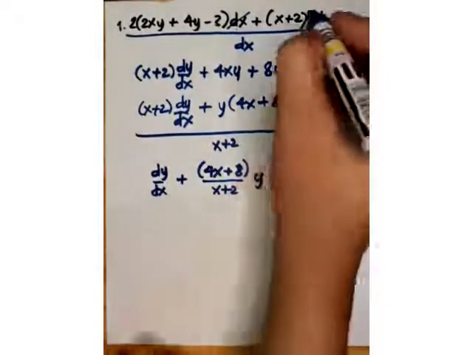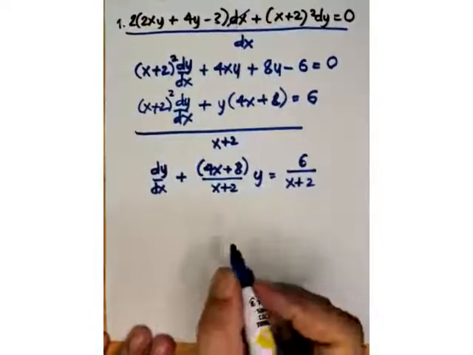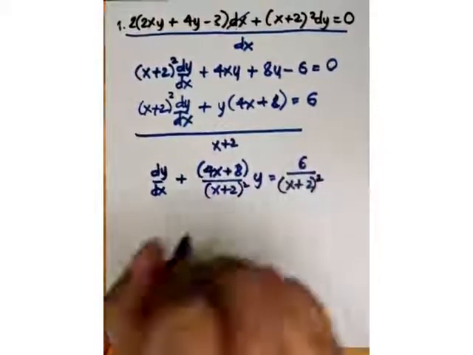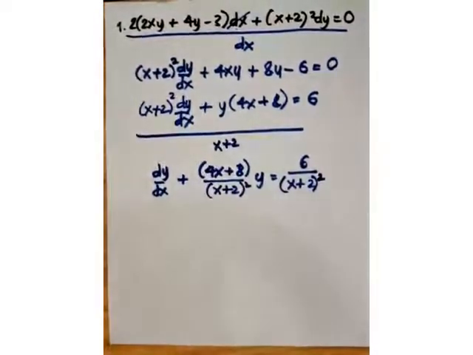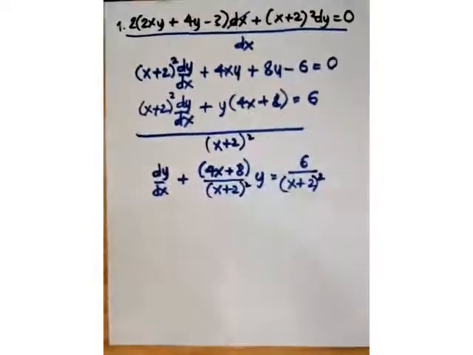Sorry, it should be squared. So this should be squared, and this one is squared. Thank you. Okay na ba? This one. Yeah. Okay.